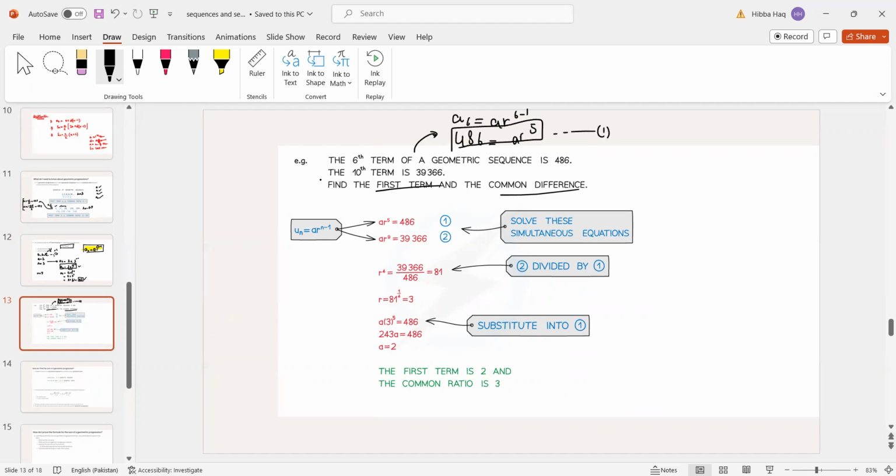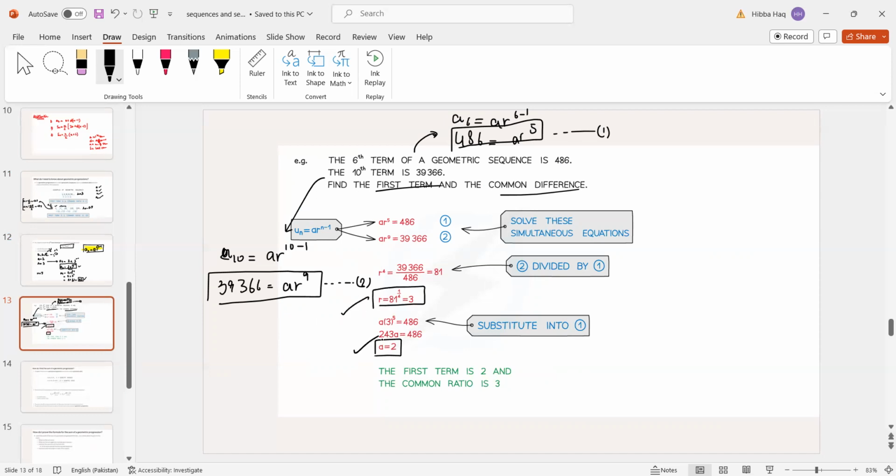Now for the second one, I have the 10th term is 39,366. So a10 is basically equal to a r to the power of 10 minus 1. It's equal to 39,366, which is basically a r raised to the power of 9. This is my second simultaneous equation. When I solve them simultaneously, I'm going to get a as 2 and r as 3. So this is basically going to be your final answer.